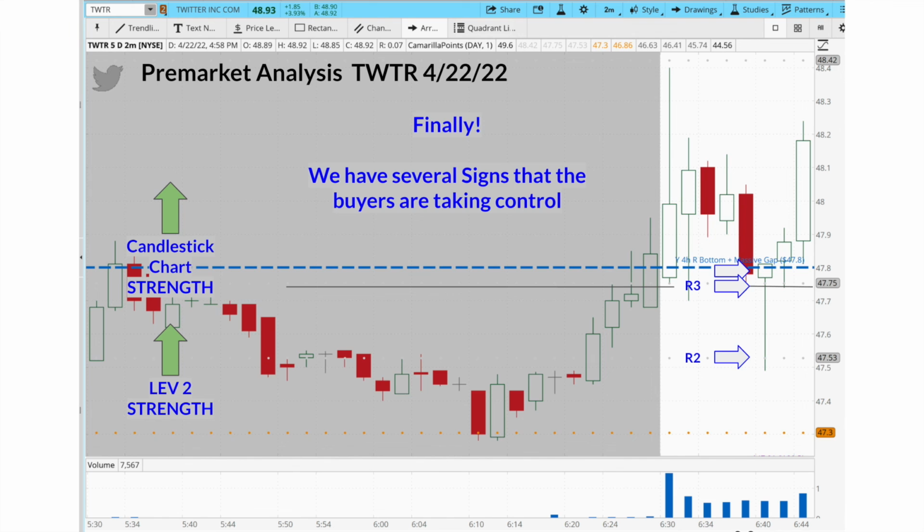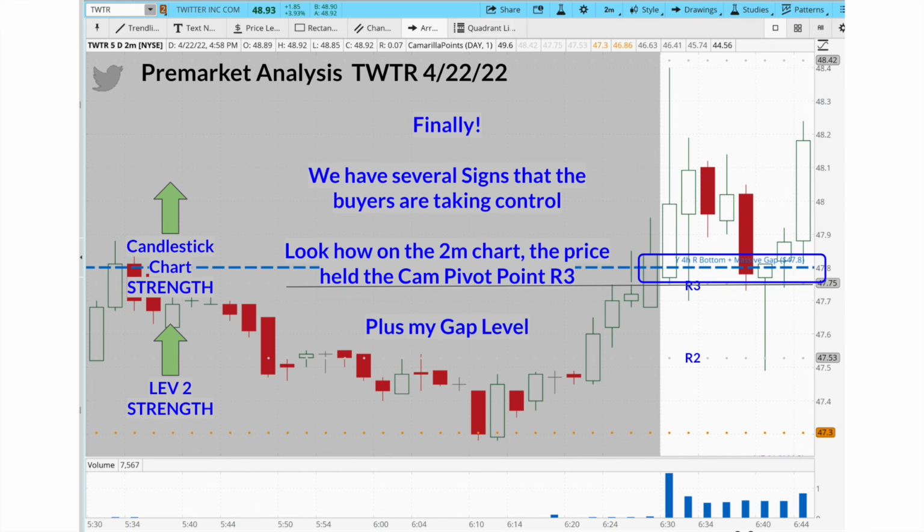Finally, we have several signs that buyers are in control. And here's one of them. The price stayed above R3. It closed above R3, on a 2-minute chart anyway, for this entire time. 2, 4, 6, 8, 10, 12, 14 minutes. It closed above R3. So that's very strong, that it's holding that level. Now, if that R3 level wasn't there, this would be a different story. It's still holding an area, but because it's an R3, R3 is very strong. We're pretty sure this thing is taking off at this point, especially with that last candle there.